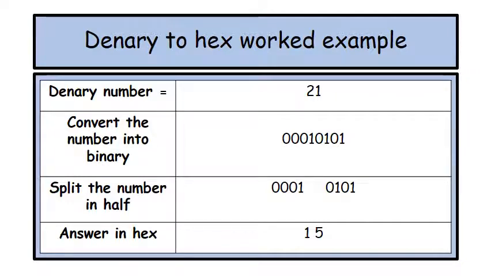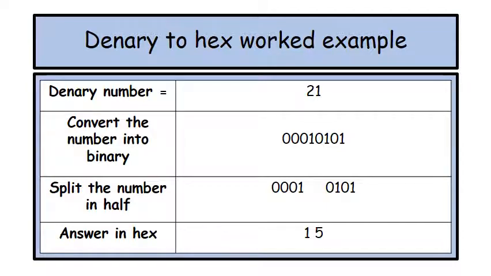So 0, 0, 0, 1 under the 16, nothing under the 8, 1 under the 4. Do this in your head: 16 add 4 is 20, and then nothing under the 2, and 1 under the 1, so 20 add 1 is 21. Nice and easy. For the third step, you split the number in half, so you literally get that 8-bit binary number, and you just imagine a line right down the middle of it.